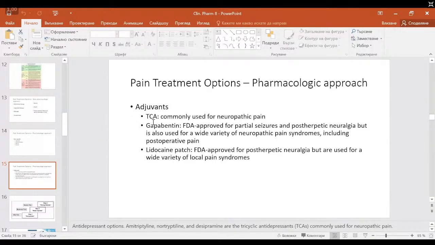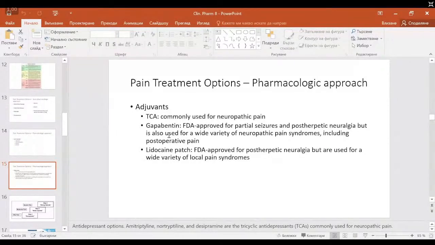And the adjuvants include tricyclic antidepressants, or TCAs, which are commonly used for neuropathic pain, gabapentin, which is also a drug that is FDA approved for partial seizures. So it's an anti-epileptic drug, but it is also used sometimes in the treatment of pain, for example, in post-herpetic neuralgia, but also for other types of neuropathic pain. Even in diabetic neuropathy, gabapentin can be used.